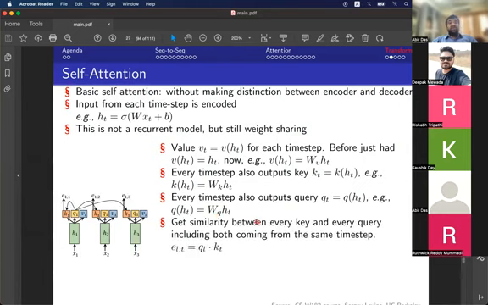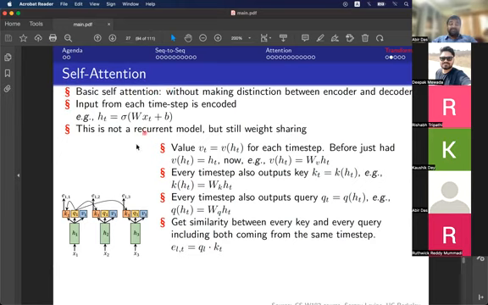Now you do the similar thing: get similarity between key and query. Earlier, you were getting similarity between the query from the decoder and keys from the encoder. Now your key and query both are from the encoder, and that's why this term self is coming. So it is self-attention. It is not attention between decoder and encoder.